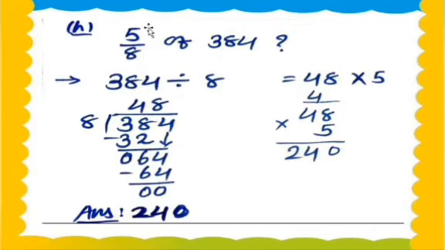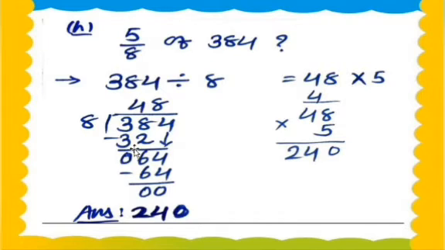So now what to do? 384 divided by 8. Now let's check, my dear students, how we solve this division. We write 384 inside the box and 8 outside the box. In table number 8, first we take the 2 digits. 38 will come? No. So we take less than 38. So 8 4s are how many, dear students? 8 4s are 32.